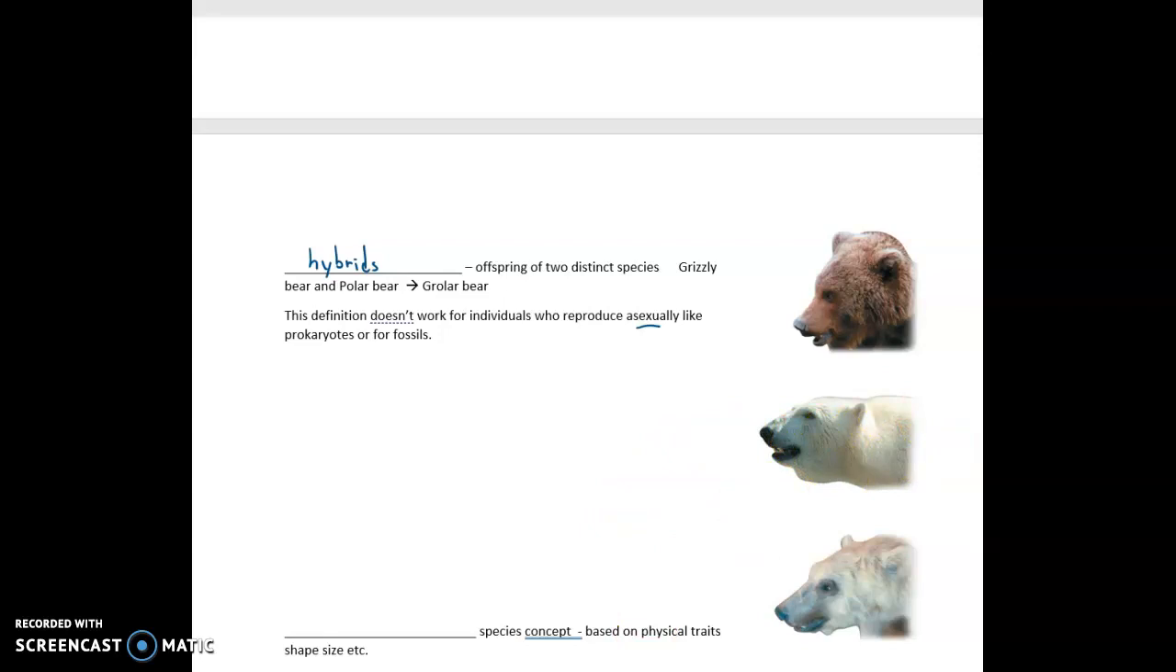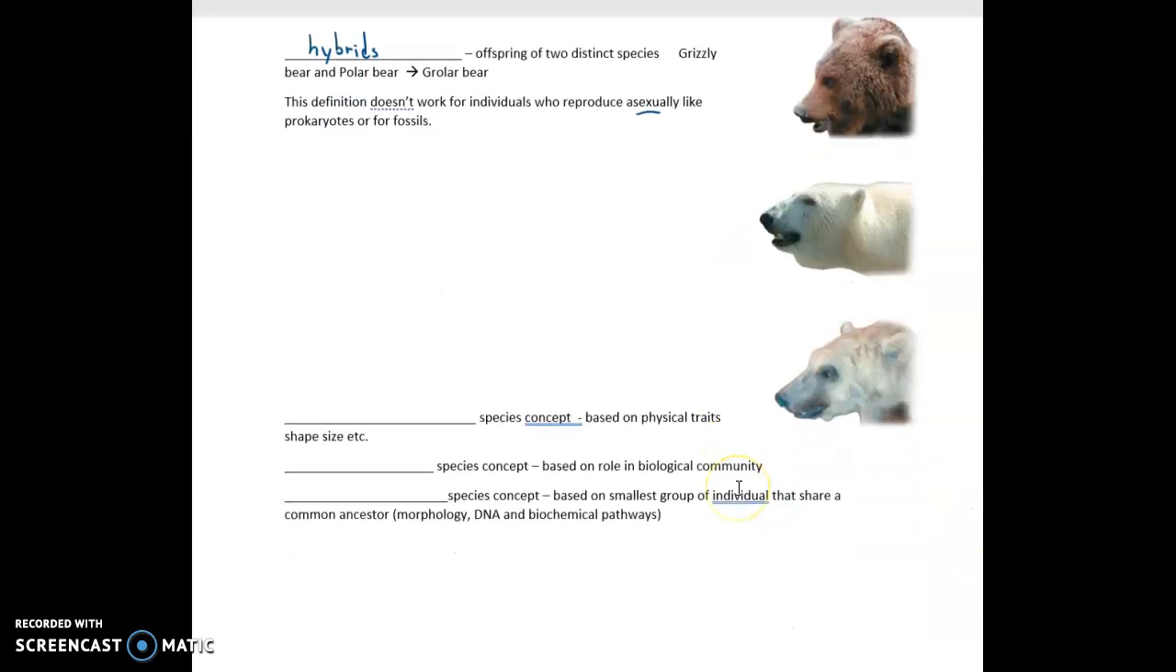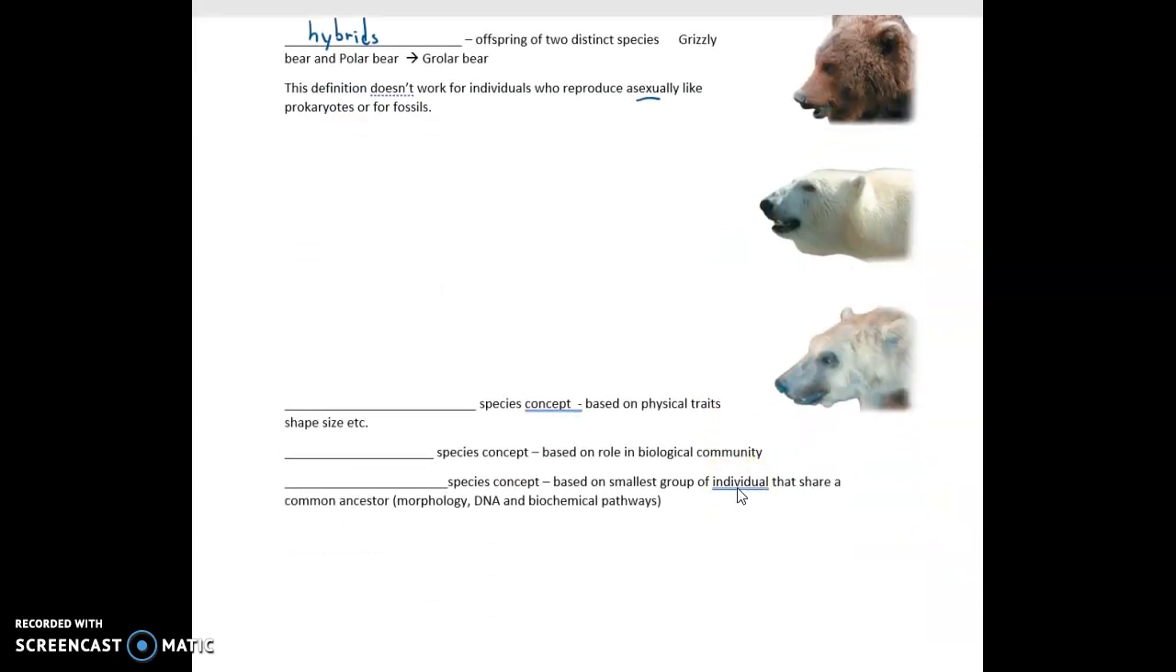We can define species based on morphology, based on physical traits. The species can be based on ecological categories, based on their role in the biological community. And then we can also base it on phylogenetic characteristics. This involves DNA, biochemical pathways.